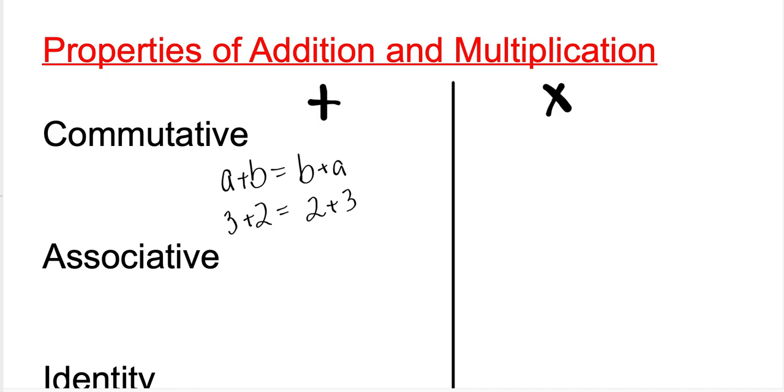Multiplication version of that, you got A times B, or I don't need the parentheses, but we'll just do it, okay, is equal to B times A. Same kind of idea. We'll use a 3 and a 2. 3 times 2 is equal to 2 times 3, so 6 equals 6, all right? Multiplication and addition are commutative. It means we can flip things around, all right?